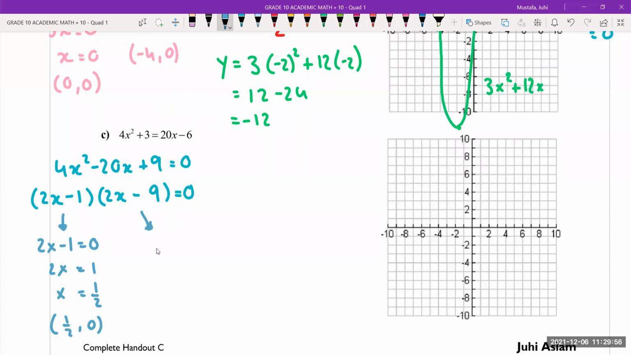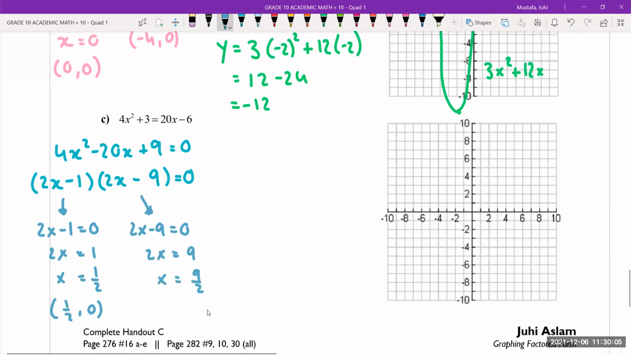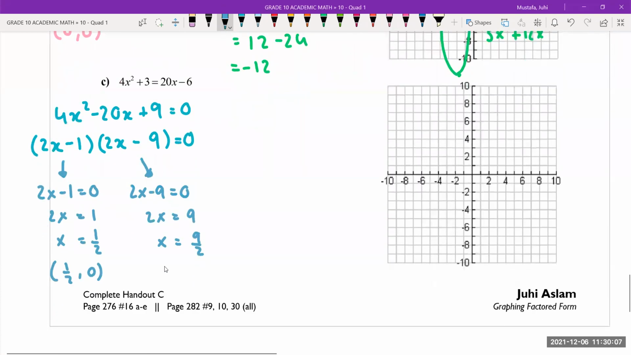And then this one, it's going to be 2x minus 9 is equal to 0. 2x is equal to 9. X is equal to 9 over 2, which is the same as 4 1/2. So this one is going to be 4 1/2 comma 0. Okay, so if I were to graph this, I would be putting this one at 0.5, 0, and this one at 4.5, 0. Now, don't feel nervous if they're fractions. That's fine. It'll all work out.